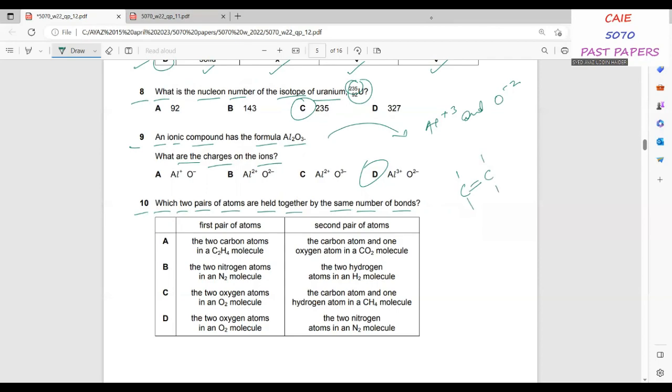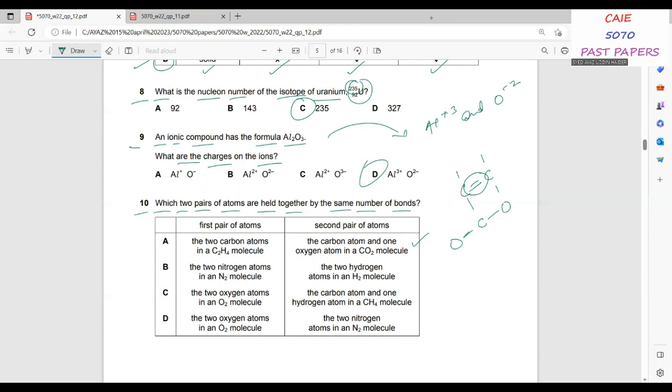The two carbon atoms, they are talking about these two carbon atoms, they have two bonds. Second pair of atoms, the carbon atom and one oxygen atom in a CO2 molecule. So carbon is bonded through a double bond to each oxygen atom. So this looks correct to me.